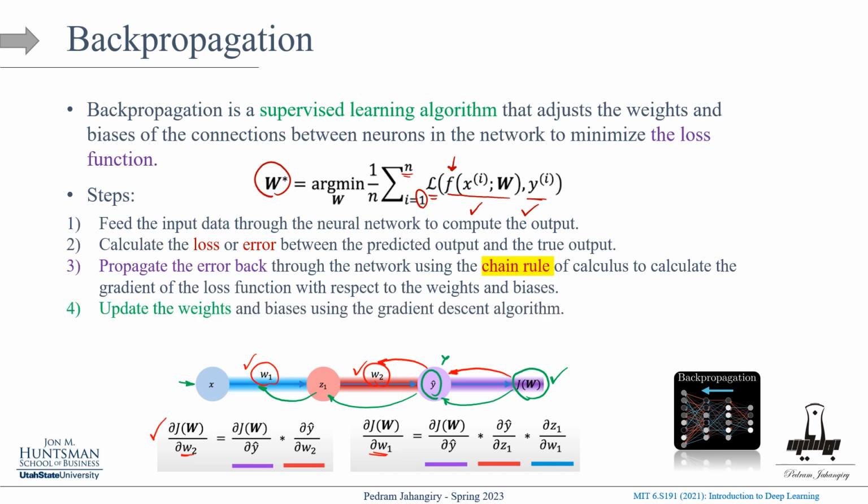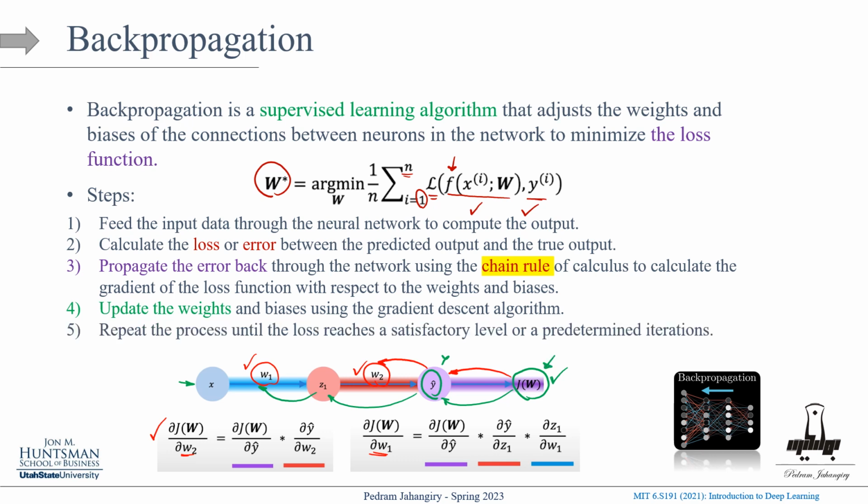Step number 4, we're going to update the weights and biases using the gradient descent algorithm. I'm going to review it, so hopefully you know what the gradient descent algorithm is. If you don't, in the next slide I'm going to quickly remind you. But the point is that using gradient descent, we are able to adjust these weights such that this J function, this loss function, is minimized. And finally, we're going to repeat this process until the loss reaches a level that we are happy with. Maybe there's a threshold, or maybe we get to a point where the loss is minimized.